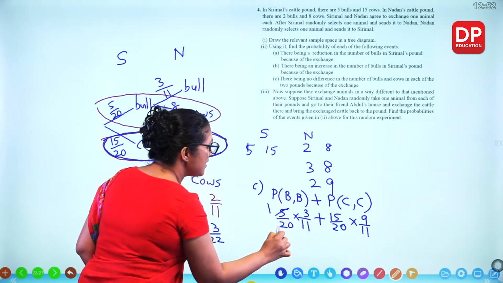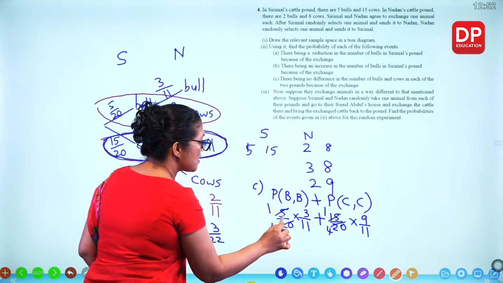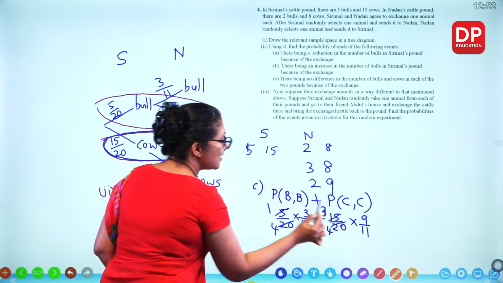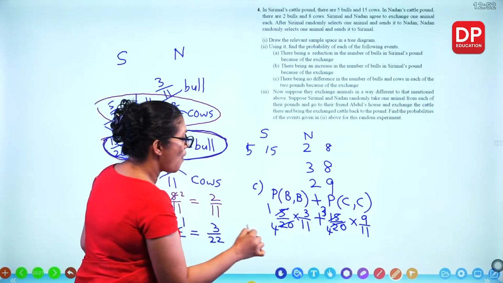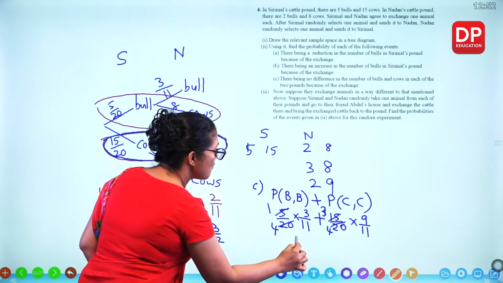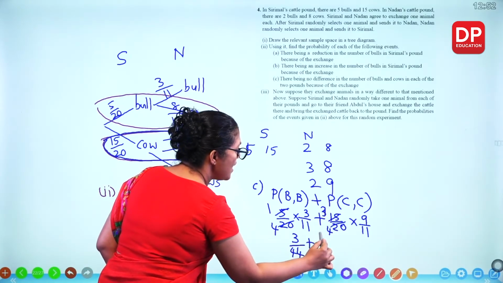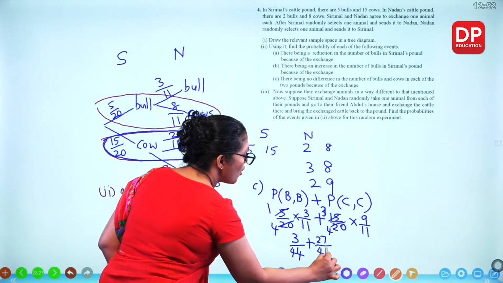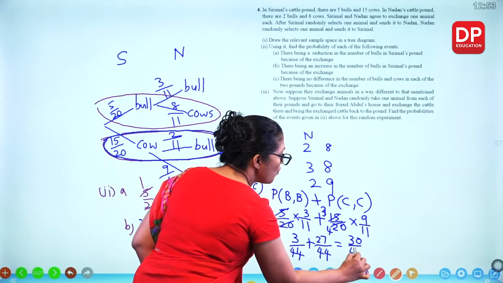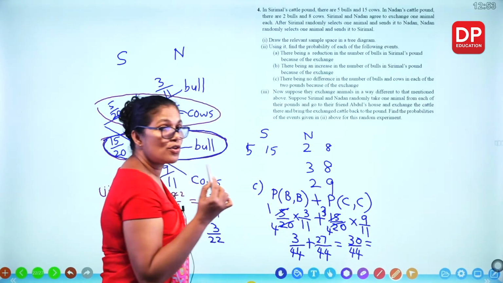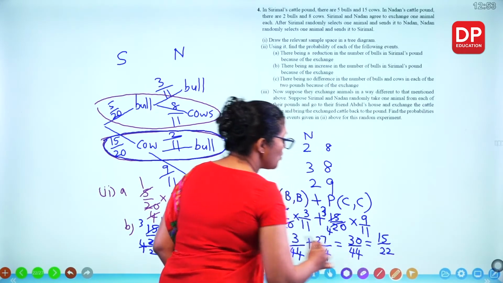Here I can simplify this one. You get 1/4. 5 times 1, here you get 3/4. 5 times 3, 5 times 4. So you can't simplify. So what's the answer? 3 over 44. And 9 times 3, 27 over 44. 27 plus 3, you get 30 over 44. When you simplify, divide by 2, you get 15 over 22.